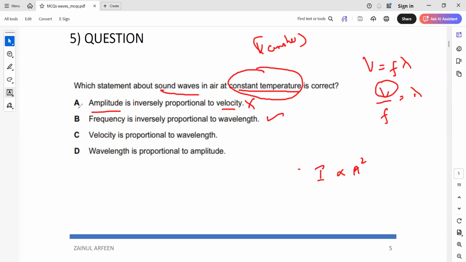Frequency is inversely proportional to wavelength. That is a right statement. Velocity is proportional to wavelength. Yes, the velocity is proportional to wavelength. This statement is correct, but not relevant to the question. If the frequency is constant, then the speed of the wave is directly proportional to the wavelength. And again, the wavelength is proportional to amplitude. I'm not saying this is wrong, but this is not relevant to the question because of the constant temperature, so the velocity is not changing. As the velocity does not change, the speed of the wave is constant. And if the speed is constant, then frequency and wavelength are inversely proportional.